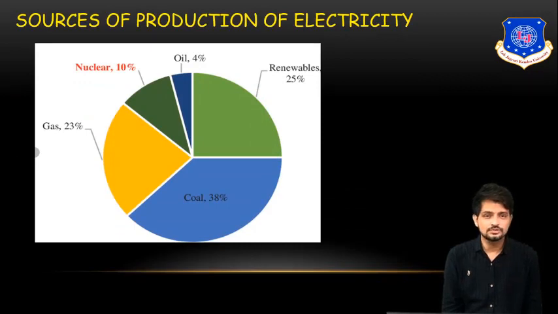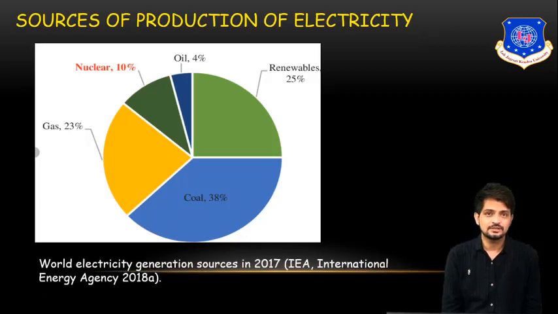Okay, now which are the sources of production of electricity? If we talk about the sources of production of electricity, the electricity can be generated using various sources we have already studied. But as per the data obtained from the International Energy Agency, this data is of 2017. In 2017, you can see from the pie chart, we are using the different sources of energy to produce the electricity, and out of all the sources, coal is used at maximum level to produce the electricity.